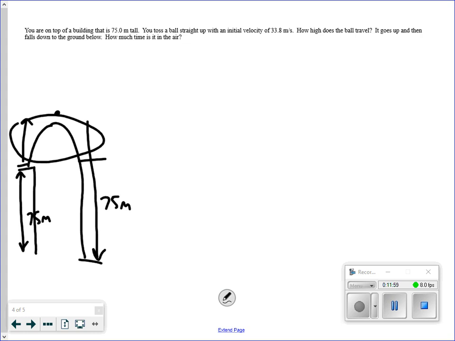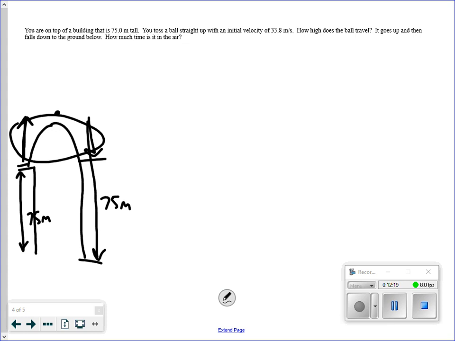If I figure out how high the ball can go, let's make up a number. Let's say that number was 100. Not very much to scale, but if it was 100 meters up this way, that means that this value here would also be 100. And I'd add it to the 75 and get 175. Make sense? I hope so.